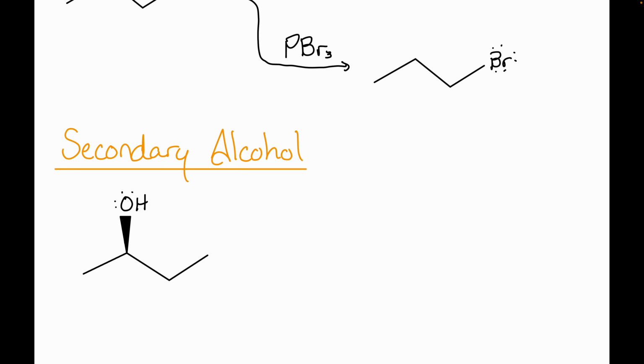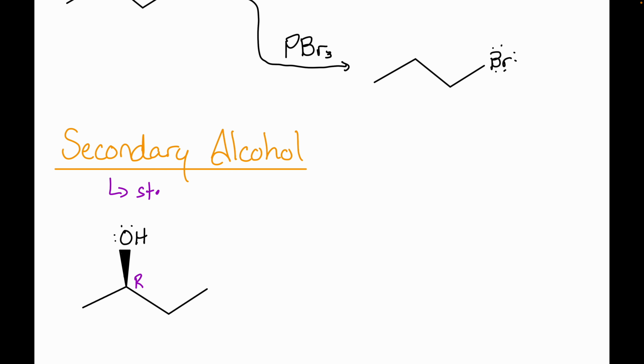All right, we can take a second to convince ourselves that if we labeled our priorities of our groups, this would be 1, 2, and 3. And since I'm going in the clockwise direction, that would make this specific stereoisomer the R stereoisomer. All right, so for secondary alcohols, we have this stereospecificity that we have to worry about.